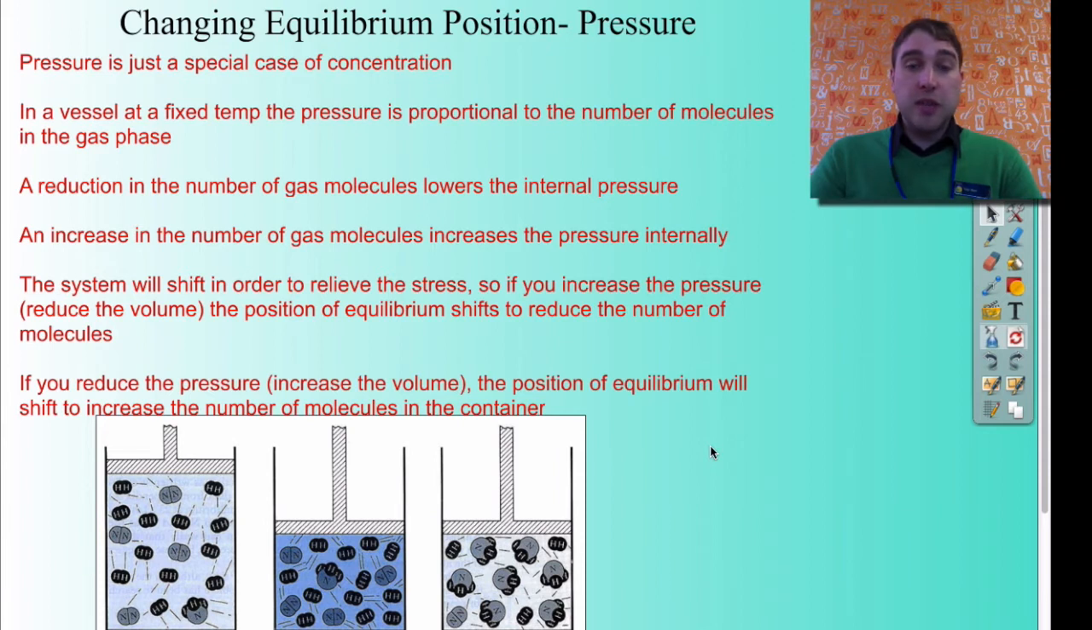With pressure, we're talking about gaseous systems. At a certain temperature, you get a certain number of molecules in the gas phase. This is the ideal gas law. Worry about that in uni. If you reduce the number of particles in total, that means you lower the internal pressure. If you increase the number of particles in total, that means you increase the pressure. So the system will shift to reduce the stress by looking at the total number of particles being produced. So if you increase the pressure by reducing the volume, the position of equilibrium shifts to reduce the total number of molecules in your mixture. And if you reduce the pressure by increasing the volume, then the position of equilibrium shifts to increase the number of molecules in the container.